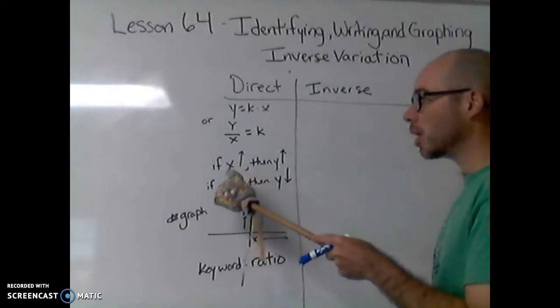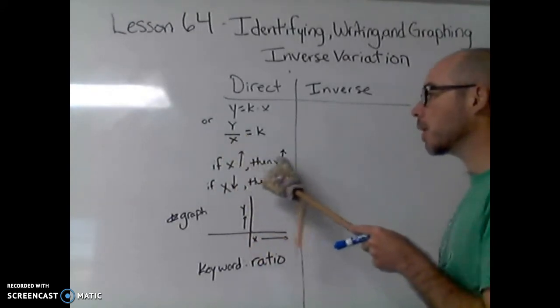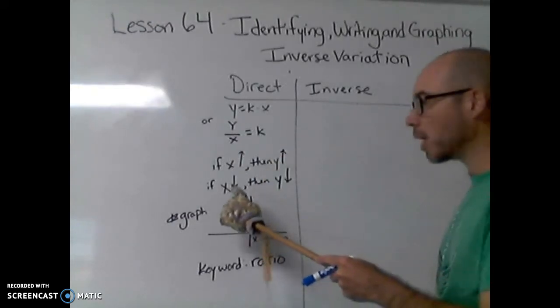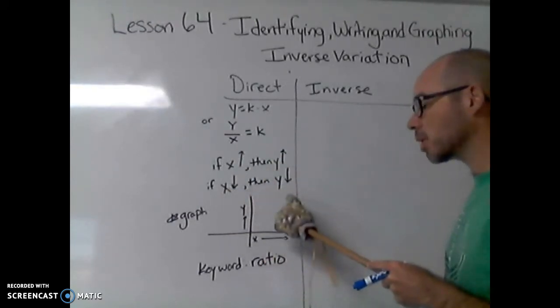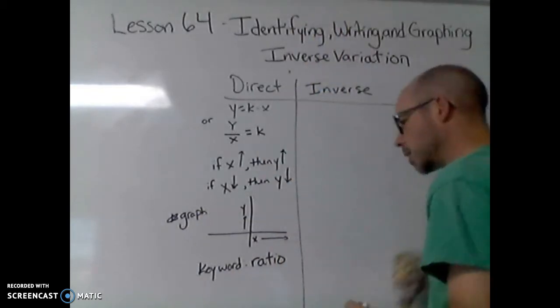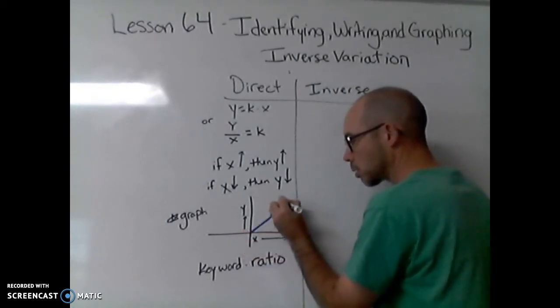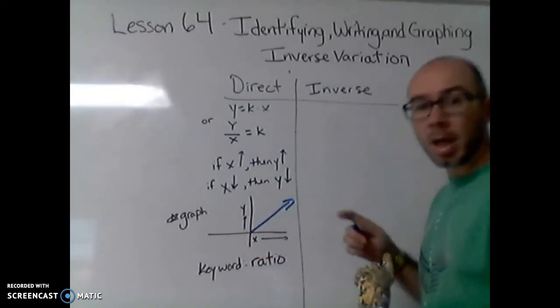And so what happens with direct variation is that if the value for x is increasing, then the value for y increases as well. And if the value for x is decreasing, then y decreases as well. Graphically, this is what it's going to look like. As x increases, y increases. So our graph will look, it'll be a straight line.